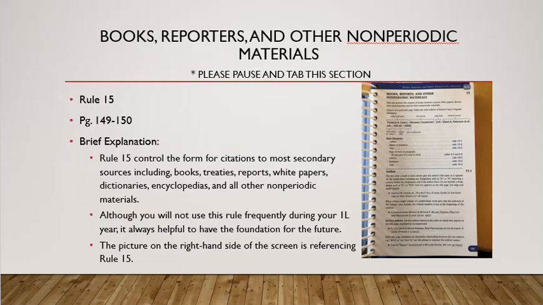These rules control the form of citations to most secondary sources, including books, treatises, reports, white papers, dictionaries, encyclopedias, and all other non-periodic materials. Although you will not use this rule frequently during your 1L year, it is always helpful to have the information for the future. The picture on the right-hand side of the screen is referencing Rule 15.